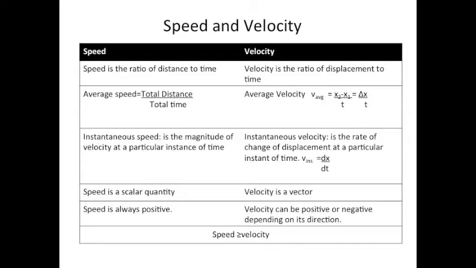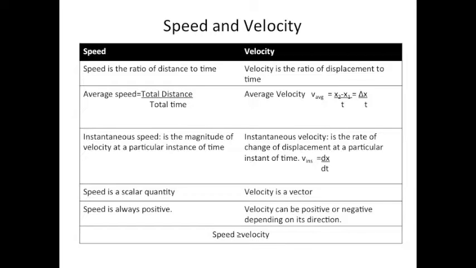It has a direction as well as magnitude. The speed will always be positive. But velocity depends on direction. So maybe if it's going to the right side, it's positive. If it's going to the left side, it's negative. If it's going up, it's positive. If it's going down, it's negative. So you get the idea, right?